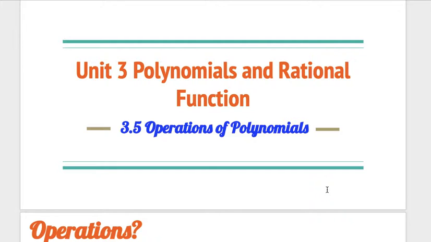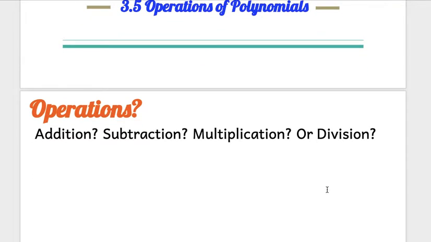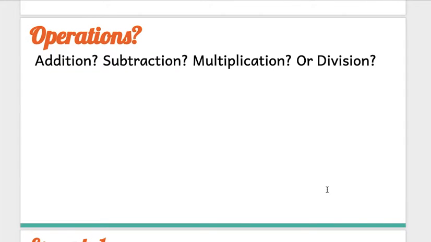Today we combine something we learned before. So today we are going to talk about the operations of polynomials. When you see the word operation, the first thing you're probably thinking of are the basic operations we always say: addition, subtraction, multiplication, and division. So in this topic we are going to discuss how to add polynomials, how to subtract polynomials, multiply, and the last part is divide. The only thing a little bit new might be the division part.